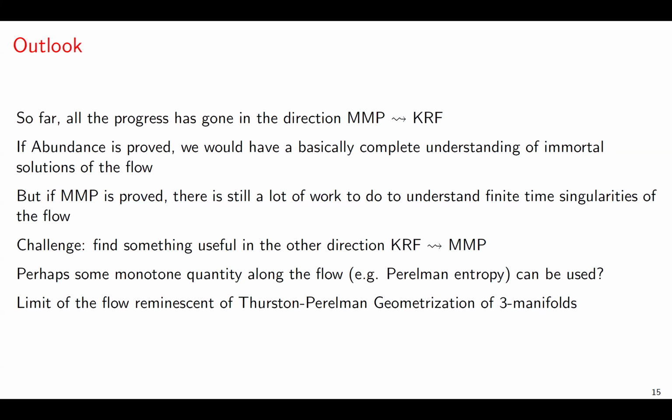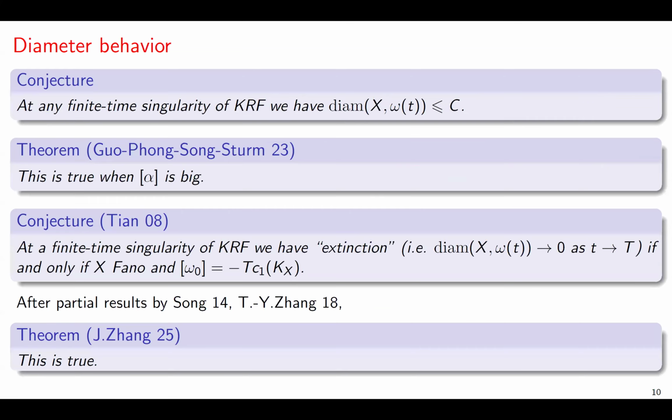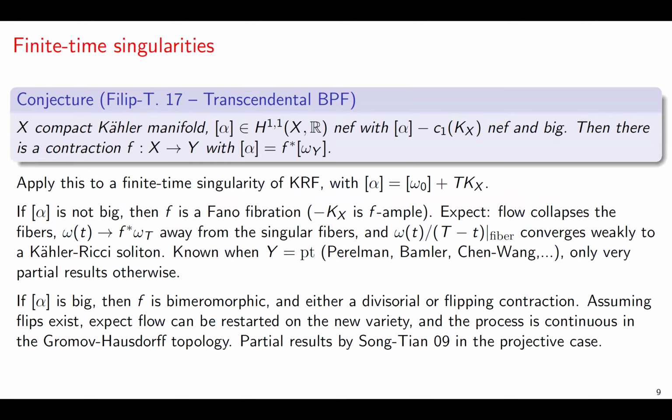So earlier you mentioned that when you have a Fano fibration, the rescaled limit converges to the Kähler-Ricci soliton on the fibers. So how does the Kähler-Ricci flow restrict to the fibers as a flow?